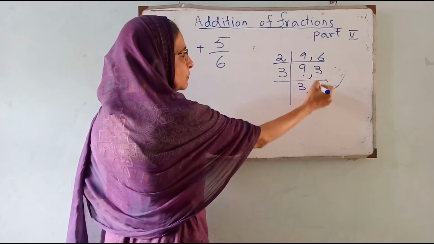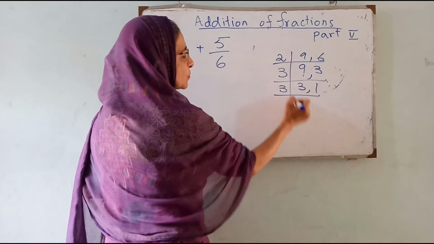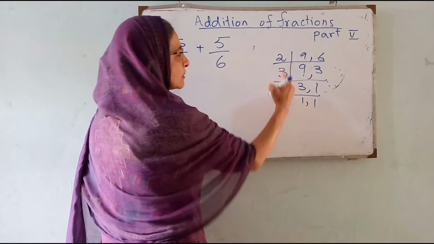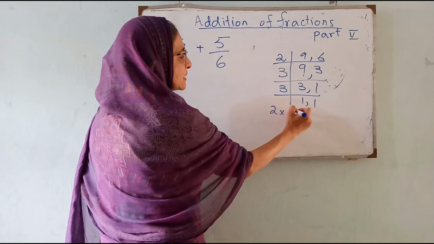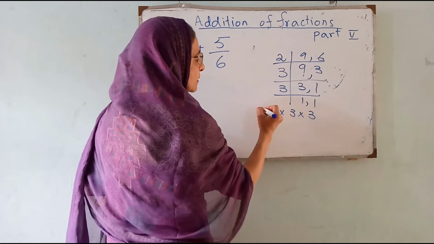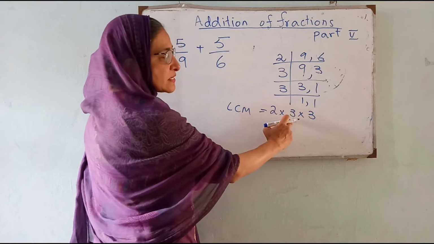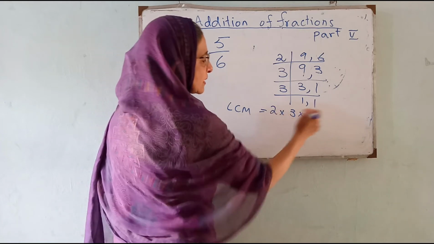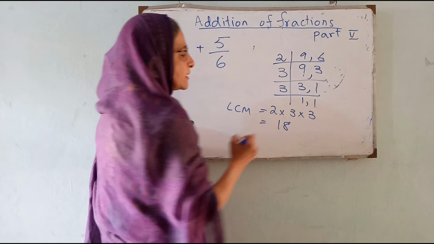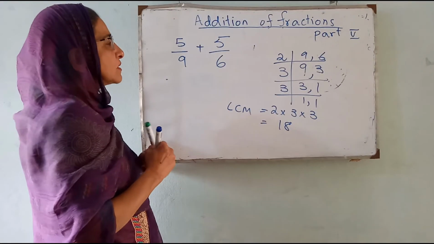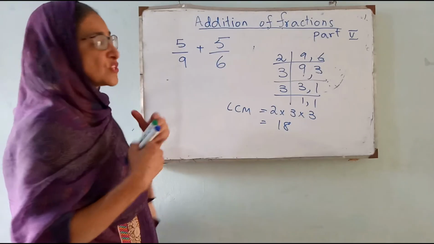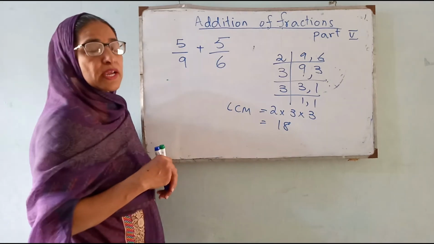3 divided by 3, 1 is the answer. And then 3, 1 and 1. We are going to multiply these 3 numbers to get our LCM. So our LCM is 2 3s are 6, and 6 threes are 18. 18 is our LCM. That means we have to change our denominator into 18.